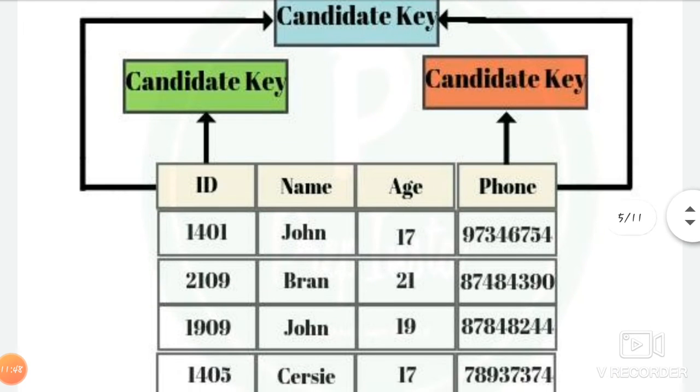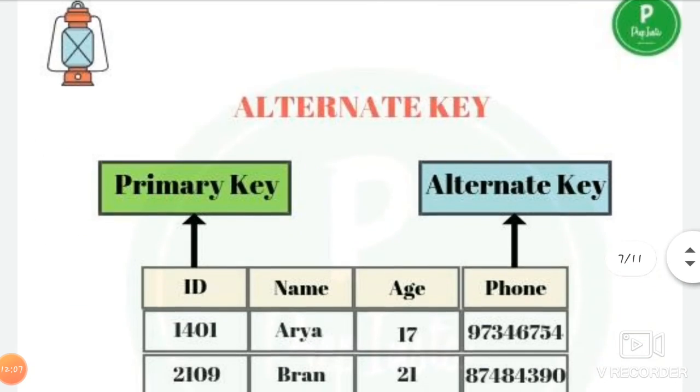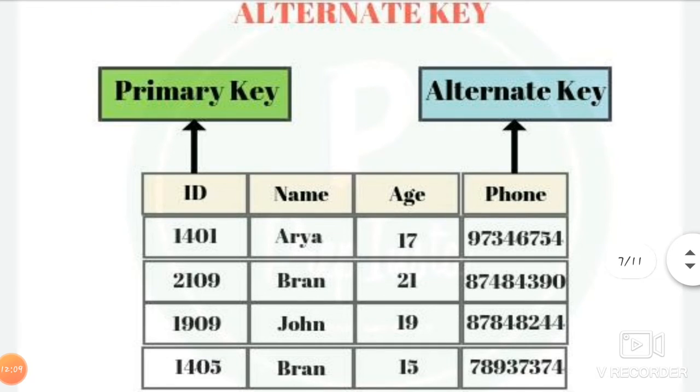In this table, ID and phone number act as candidate keys, right? ID we have chosen as the primary key. Now which candidate key is left over? Phone number. Whatever key is left over, that is called an alternate key. In the candidate keys, after assigning the primary key, the key that is left over is considered an alternate key.